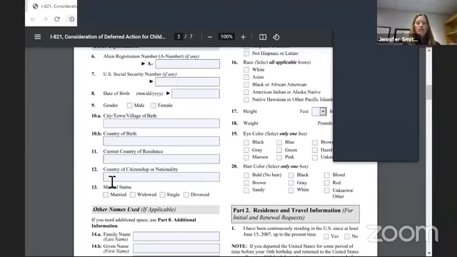Question number 12 is your country of citizenship. So question 10B and question 12 should probably be the same country. Now, there are some people who have been born in one country and have citizenship in a different country, in which case those answers will be different. But for the majority of you, those will be the same.